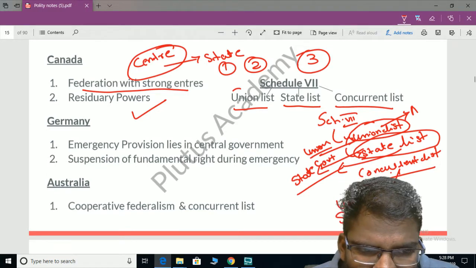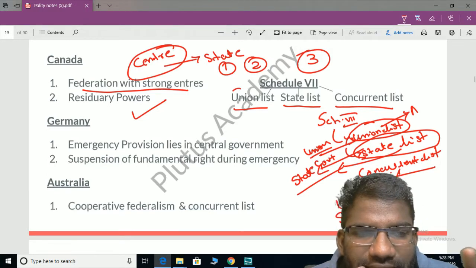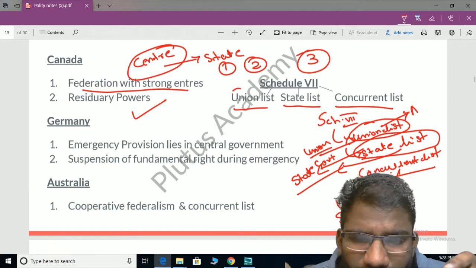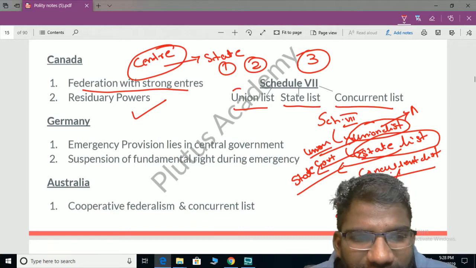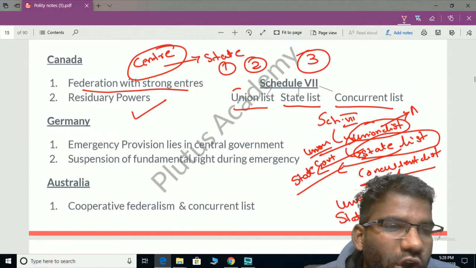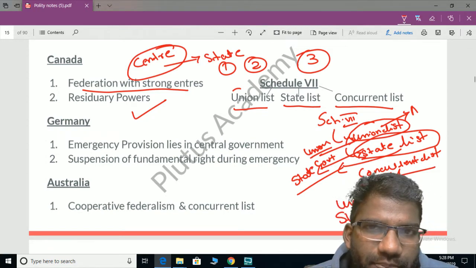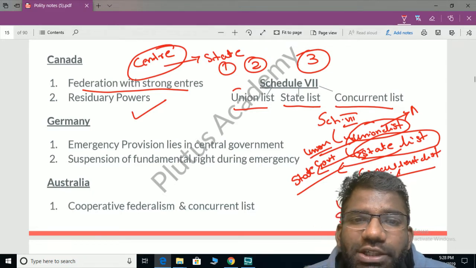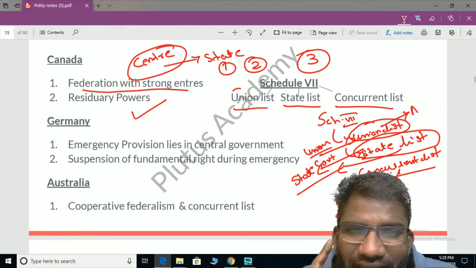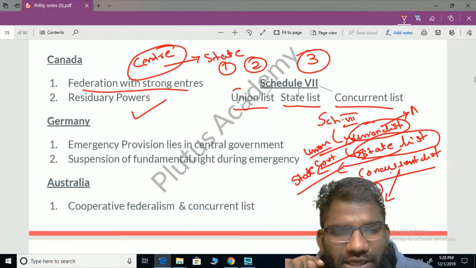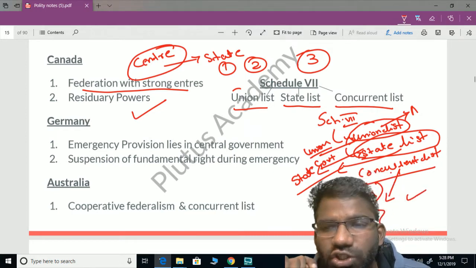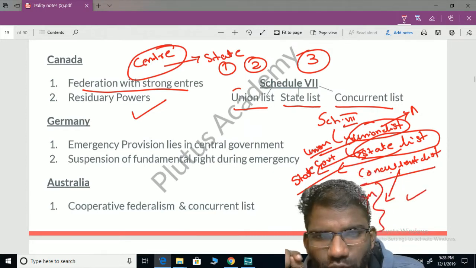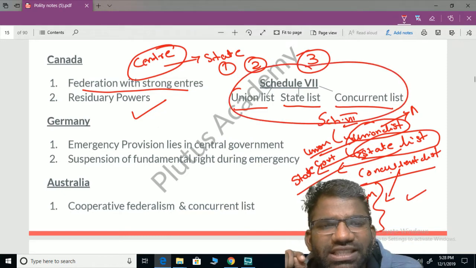For a subject in the concurrent list, if the union government has made a law and the state government has also made a law, and there is a conflict between the two laws, the union government's law will prevail over the state government's law. That means the union government's law will be taken into consideration. But these were all the aspects put in Schedule 7.